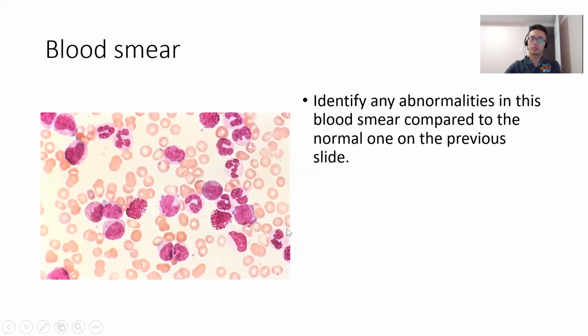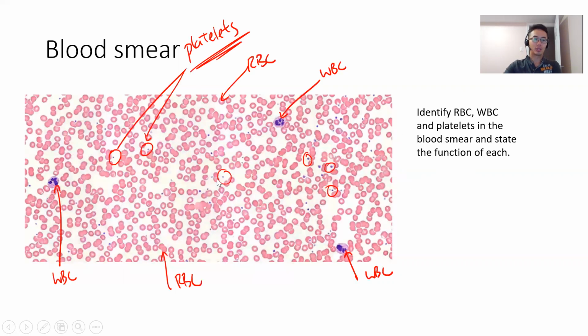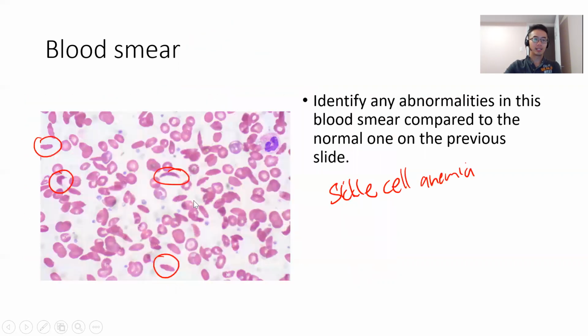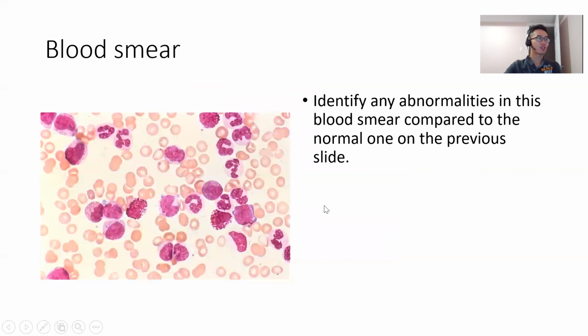Anyone here? Something looks weird, right? Comparing this to this. Any suggestions? Even just a wild guess.